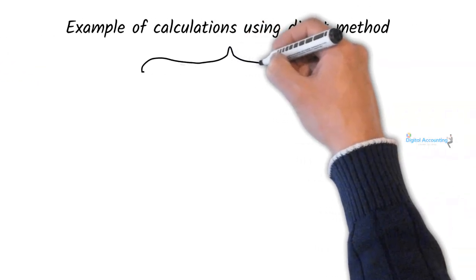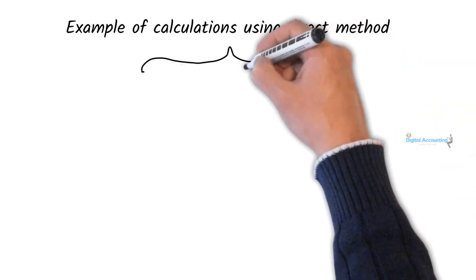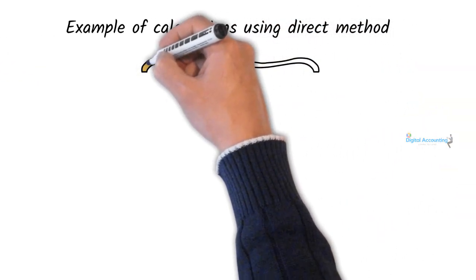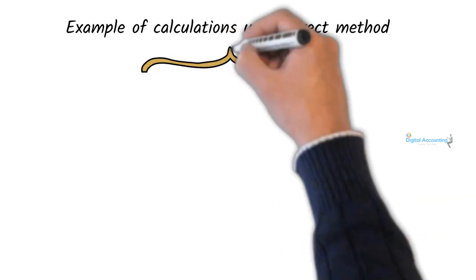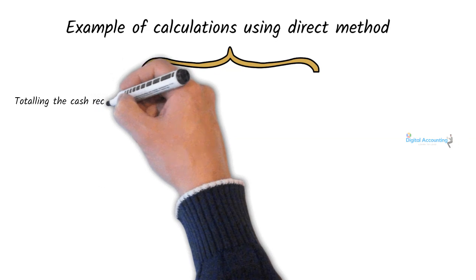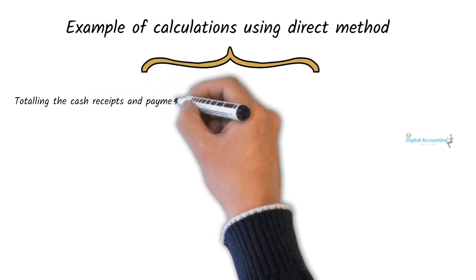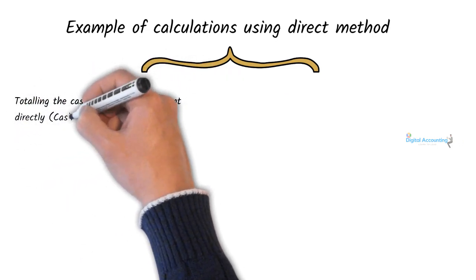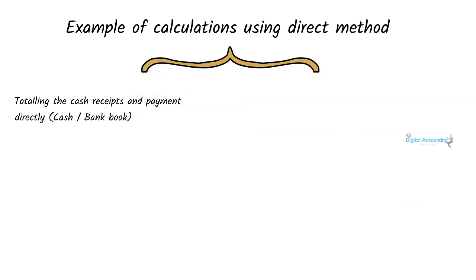There are two ways to calculate the gross figures. It means the gross cash flows necessary for the direct method can be derived. The first method is from the accounting records of the entity by totaling the cash receipts and payments directly. It means the debit side and credit side of the cash accounts.